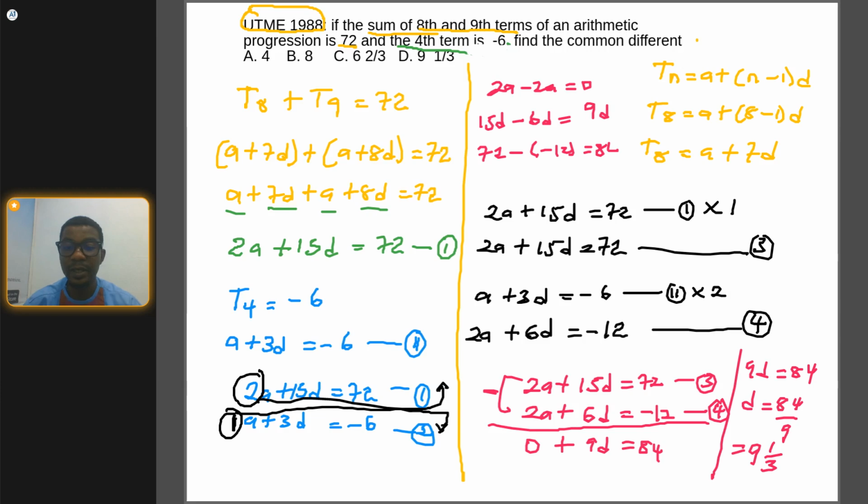So what will be the correct answer? I'm waiting for your response in the chat box. We have already solved it and we got 9 whole number 1 over 3. Tell me the letter that will be the right answer. Just type, if it is A, type A; if it is B, type B; if it is C, type C; or if it is D, type D in the chat box. Okay, I'm waiting for your response.